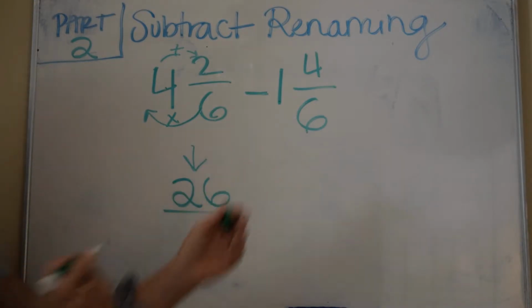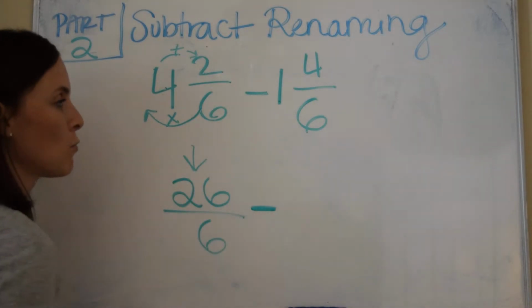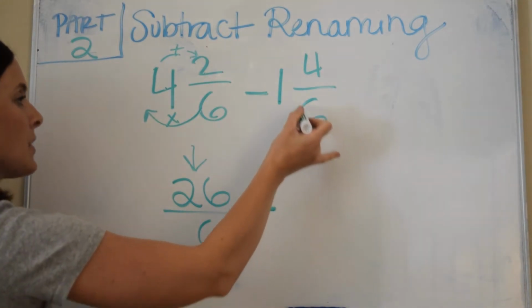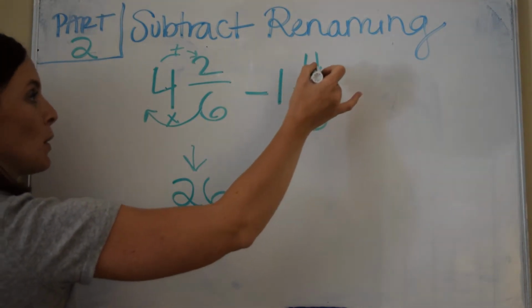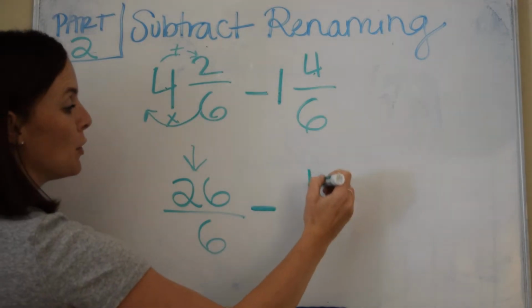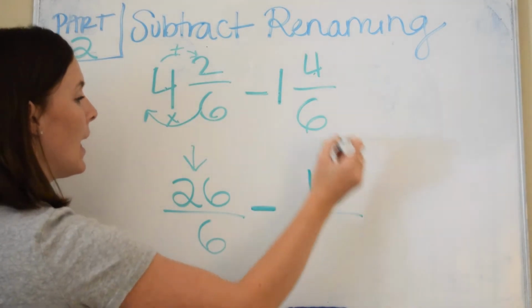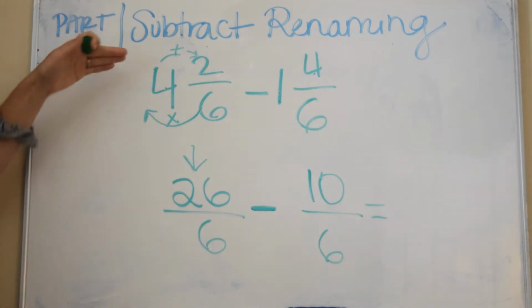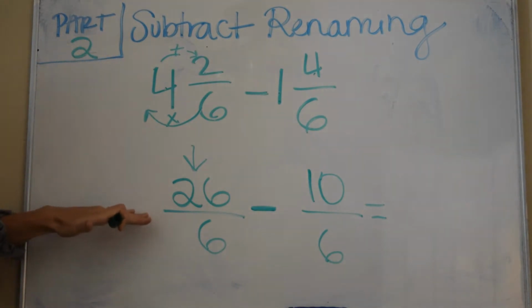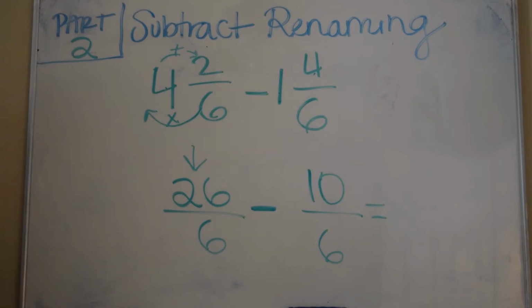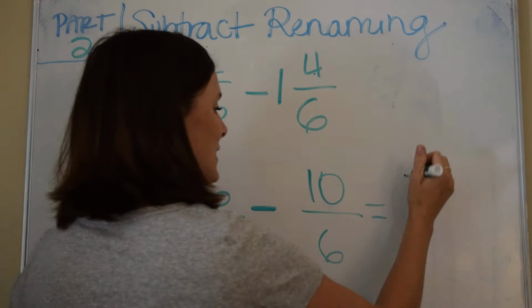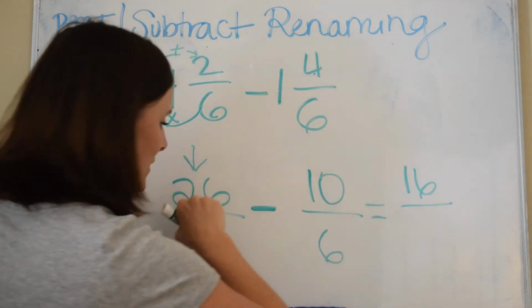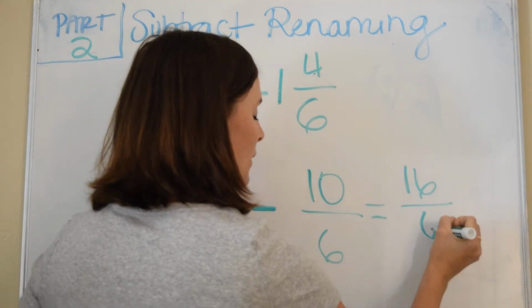Let's do it over here. Keep the operation, which was subtraction. 6 times 1 is 6 plus 4 is 10. So my new numerator is 10 and I keep the denominator. Do you see how I changed those mixed fractions into improper fractions? But now I can go ahead and subtract. 26 minus 10 is 16. My denominators are the same, so I can bring it over.